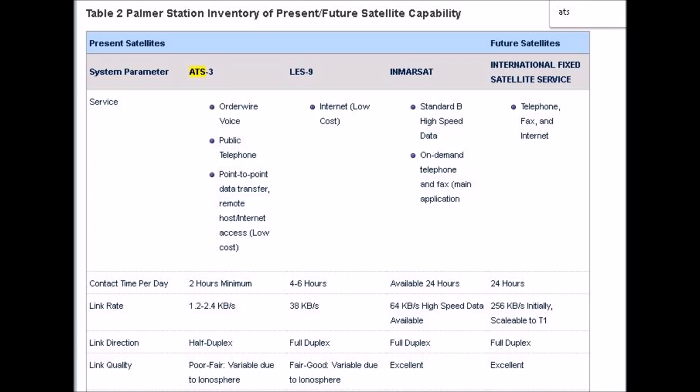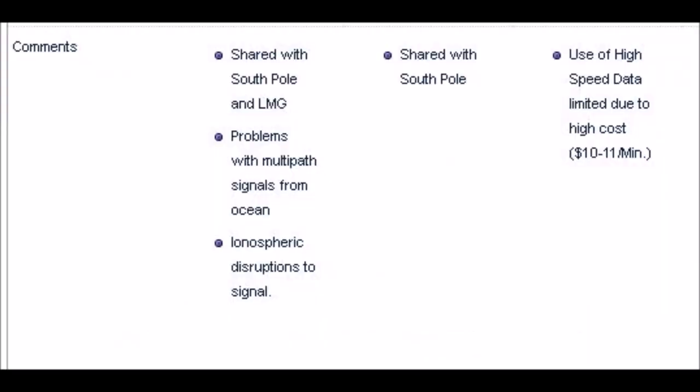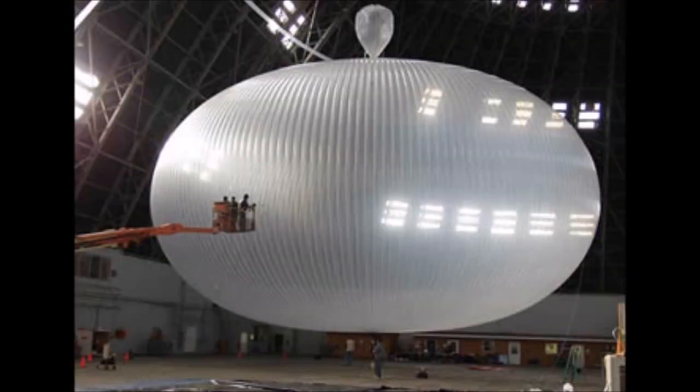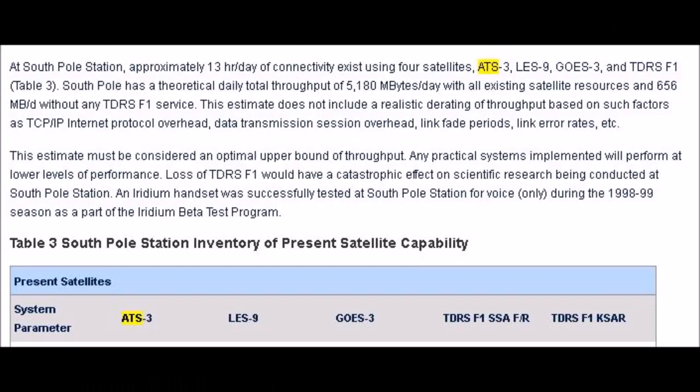Link quality, poor to fair, variable due to the ionosphere. Let's look at the comments. Shared with South Pole and LMG, problems with multipath signals from the ocean, and ionospheric disruptions to signal. Yeah, to the balloon, I guess. You're talking about the balloons you launch all the time. That is horrible. At the South Pole Station, approximately 13 hours a day of connectivity exists using 4 satellites. The ATS-3 is one, blah, blah, blah.